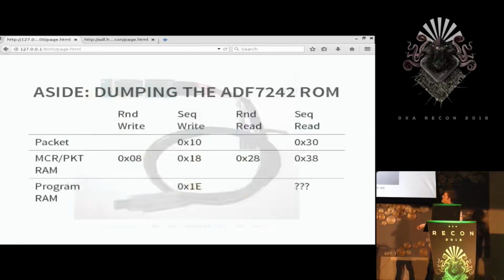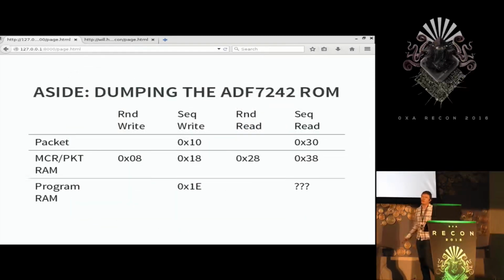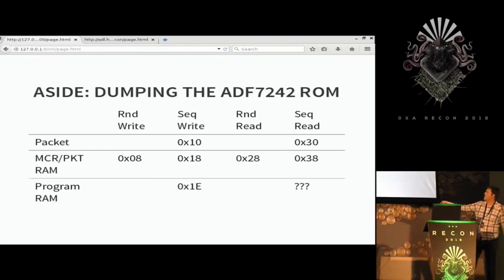And as an aside, dumping the internal ROM on this was really, really easy. So this is the documented command set of the SPI interface that you use to interface with the processor. And I sort of wonder what this undocumented area of the command set was, if anyone has any guesses about what that might get one access to. It was very easy to dump the ROM, suffice to say.